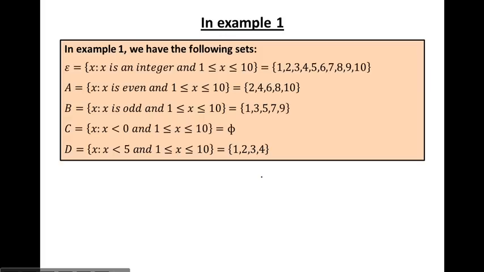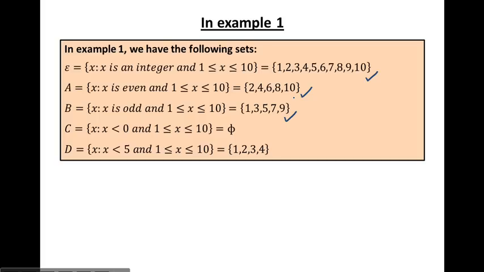So let us draw reference to our first example. The universal set is a set that contains the elements from 1 to 10 inclusive. So this is what we have after we do the listing. Then A is a set that contains these elements which are even. Then B is a set that contains all the odd integers. Then C is a set that contains all negative integers.